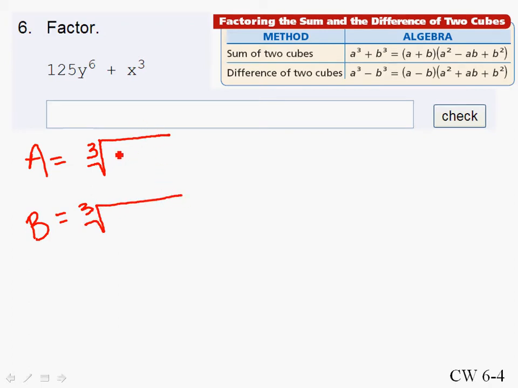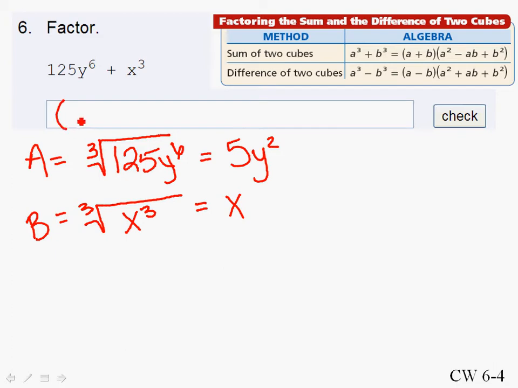Our first term is 125 y to the sixth. The cube root of this is 5y squared. Our second term is x cubed. The cube root of x cubed is x. Using a and b and plugging it into our pattern, our factors would then be 5y squared plus x.